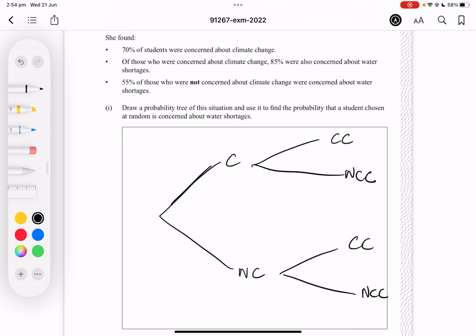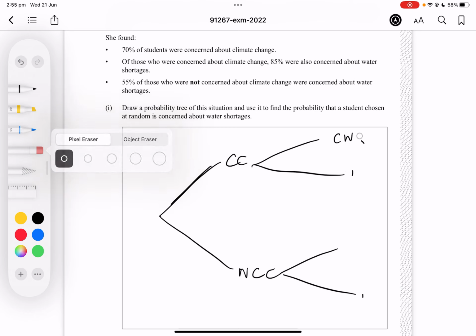So we know that 70% of students are concerned about... Oh, sorry. Okay. So climate change is on the first one. So this is climate change. And the second one is water shortages. Water shortages here. Okay. So concerned about water shortages, not concerned. Concerned about water, not concerned with water. Concerned with water, not concerned with water.